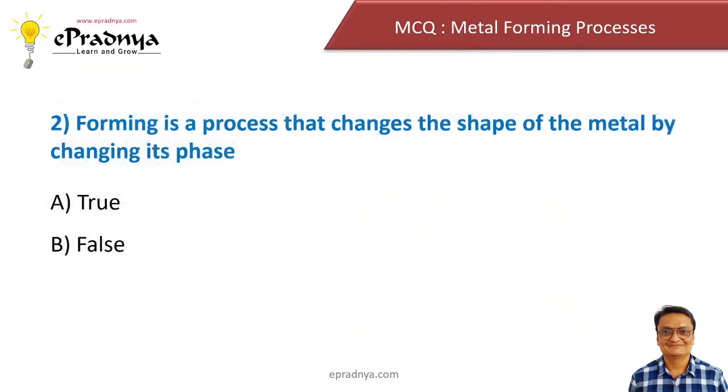So let us move to the next question. Forming is a process that changes the shape of metal by changing its phase. This is a true or false kind of question, and the correct answer is false. Now, why is it false?